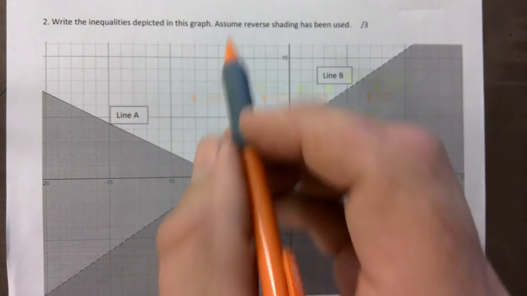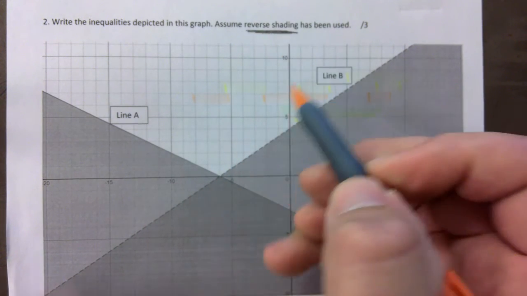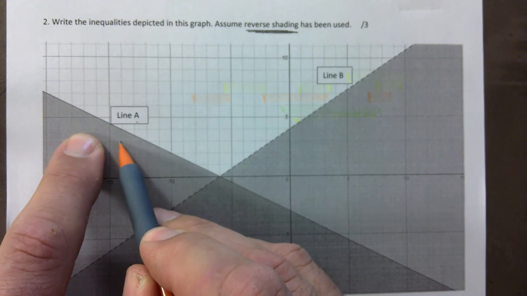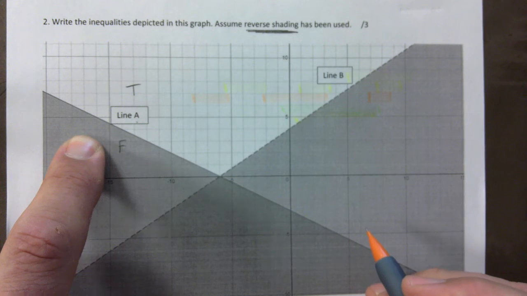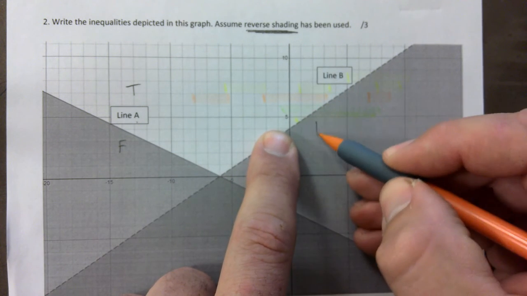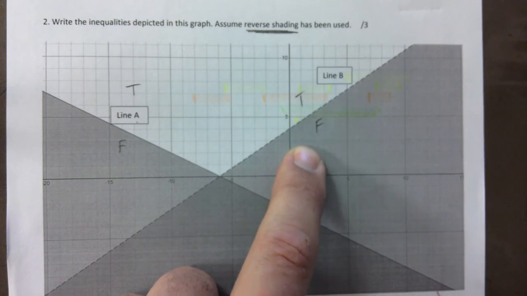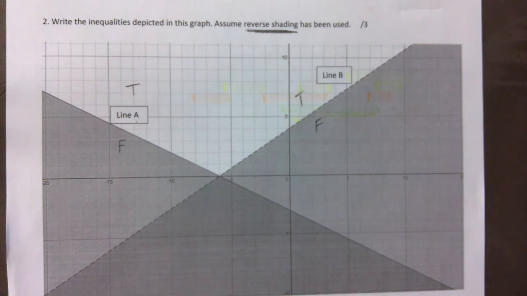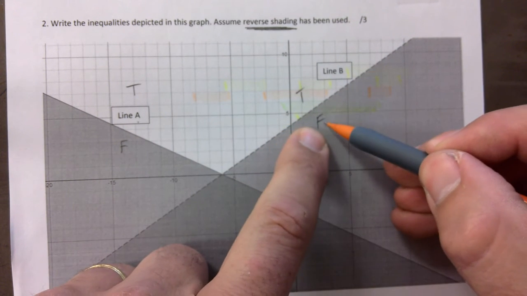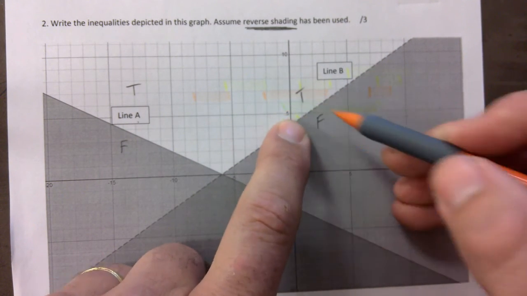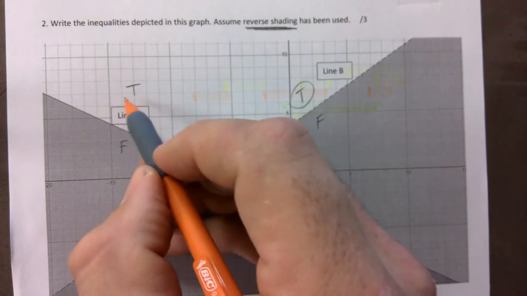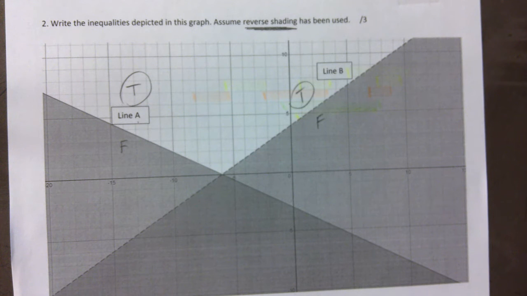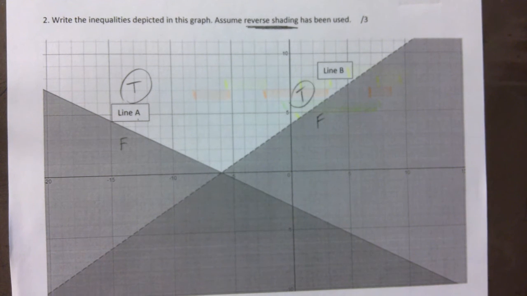So yeah, this is reverse shading. So when you look at line A, this is false and then this is true, right? Because if you use reverse shading, just because it's right, you follow that line. It's like, hey, you've shaded the false region, meaning, and what do you focus on? The true region. That's what you always focus on, not the false.